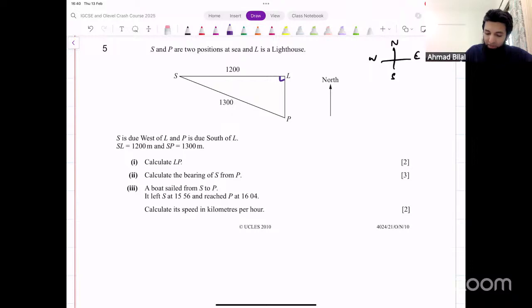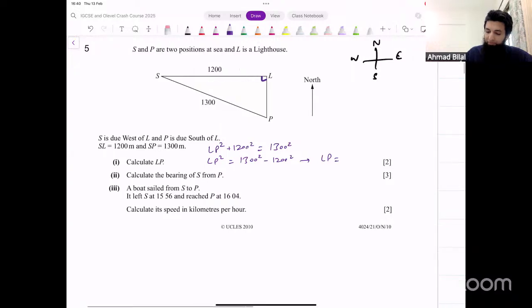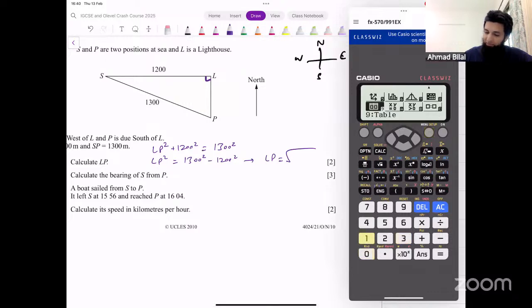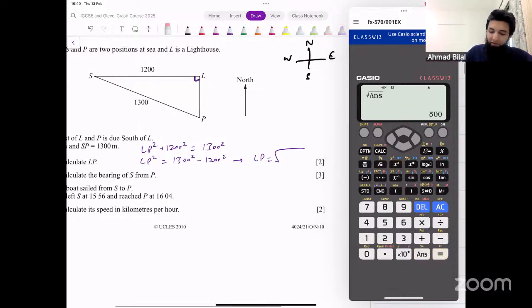So that means LP squared plus 1200 squared should equal 1300 squared. Okay, so what does that give us? LP squared equals 1300 squared minus 1200 squared. And then you can take the square root of that. LP equals the square root of 1300 squared minus 1200 squared. It turns out to be 500. So LP is equal to 500. Okay, that's the first part.